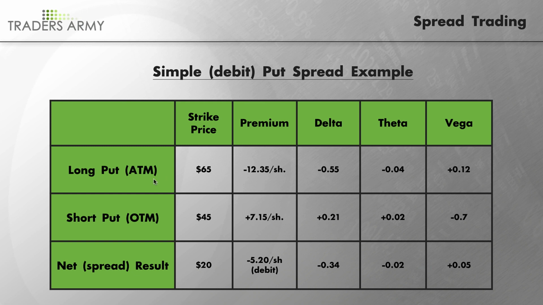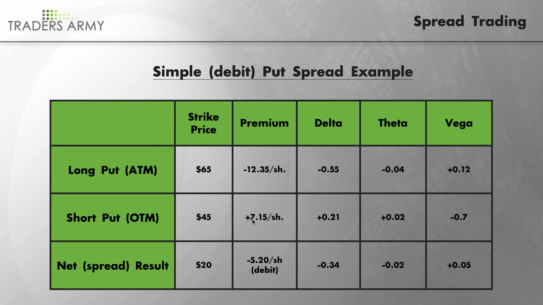But at the same time, if we go out and sell short a put that is out of the money, which for puts is a lower strike option, so from 65 down to 45, we're selling an out of the money put option, we're going to receive some premium. But because it's out of the money, we're not going to be receiving a bunch of premium.